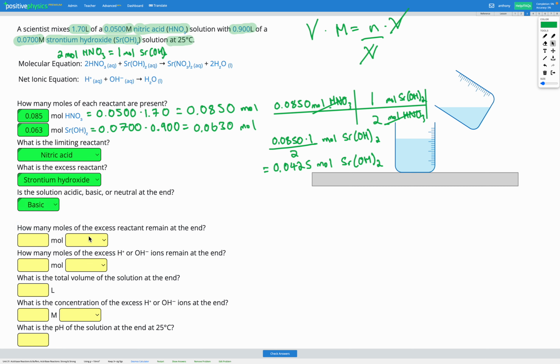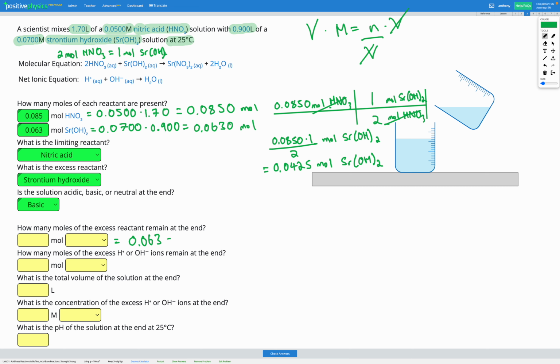Since we have an excess of our base, we know that our solution is going to be basic in the end. So first we need to figure out how many moles of strontium hydroxide remain at the end. We already calculated that 0.0425 moles of strontium hydroxide are going to get used up. So to figure out how many we're left with, we just need to subtract that from the amount that we had to start with, which was 0.063 moles.